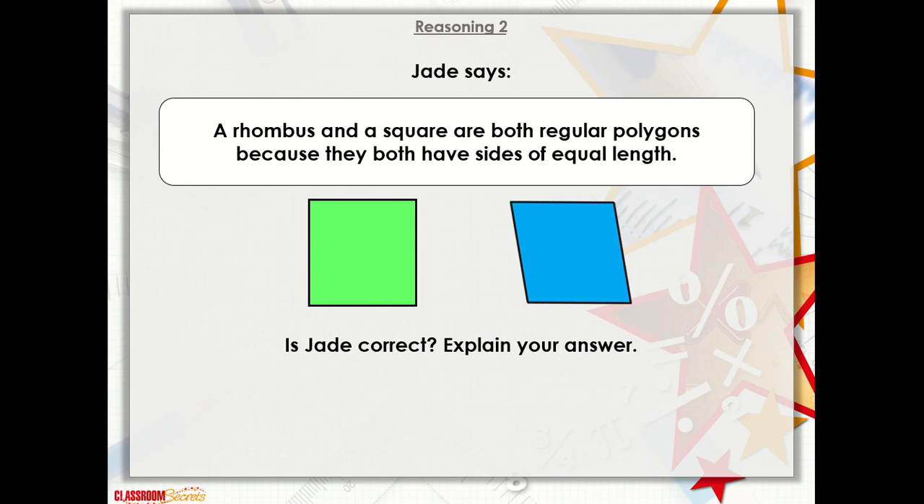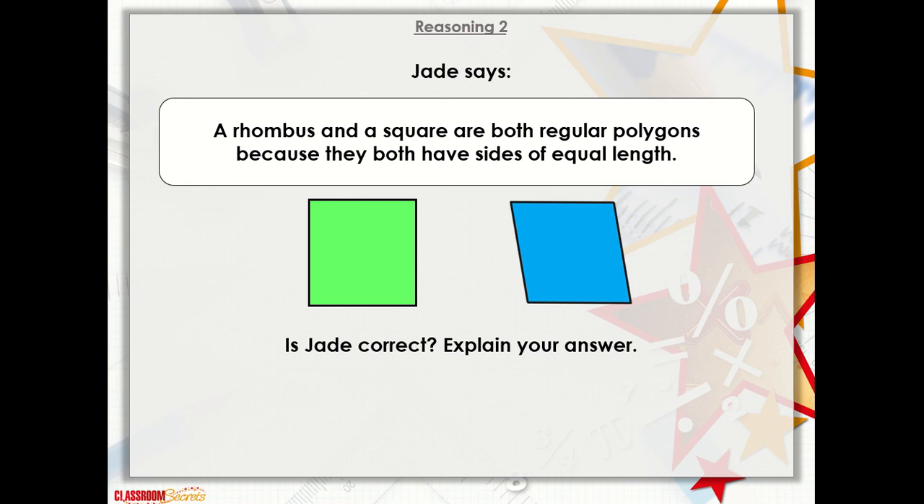Jade says a rhombus and a square are both regular polygons because they both have sides of equal length. Well, a rhombus looks like a square that's slightly leaning over to one side. They both have sides of equal length. Is she correct? Explain your answer. Well, a square has sides of equal length, and so does a rhombus. So does that make them regular polygons?